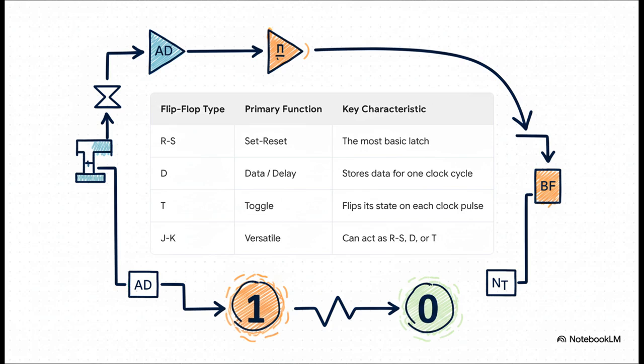And here's a great little study aid for you. This table breaks down the main types of flip-flops and what their primary job is. You've got the basic RS, the D for data, the T for toggle, and of course, the versatile JK. The key takeaway here, the big idea, is that they all in some way are designed to store or manipulate a single bit of data.